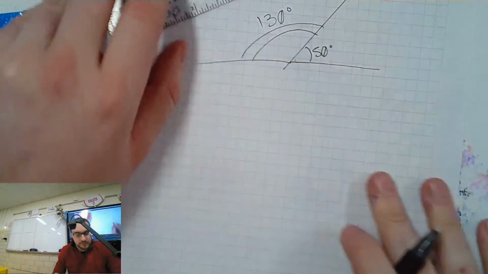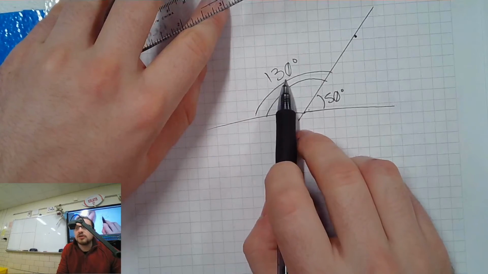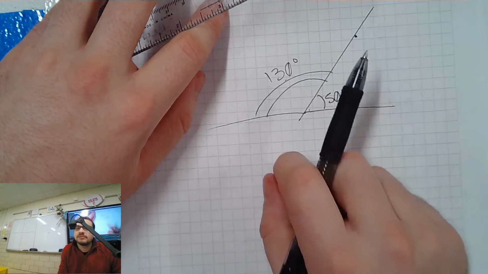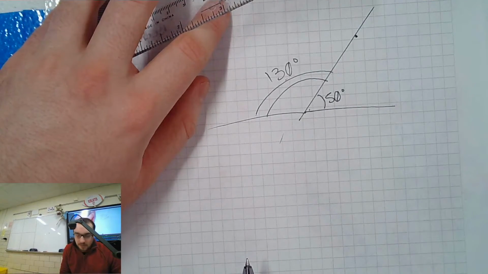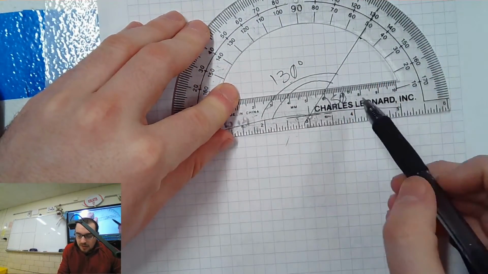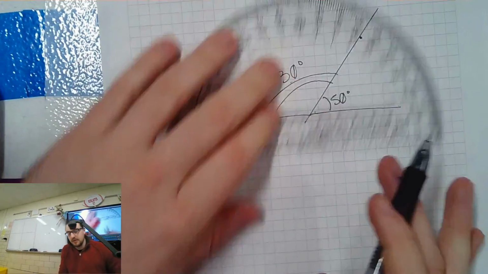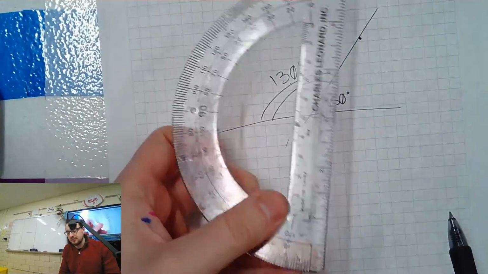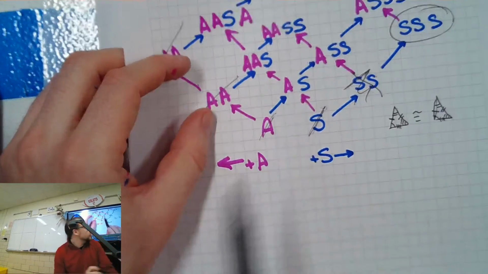How do we know that? 130 plus 50 equals 180. What theorem says that this has to be 130? What theorem says 2 angles on a line are going to add up to 180? Linear pair theorem, very good. So, depending on which direction you're coming from, if you're coming from this way, it's 50. If you're coming from this way, it's 130. That's why it's there. So, draw yourself some angles. Draw yourself some lines using the measurement, the inches here. And see if you can make triangles that are different using only this information.